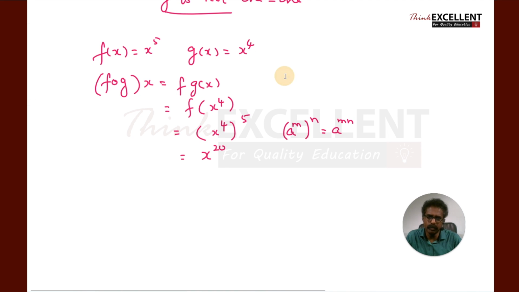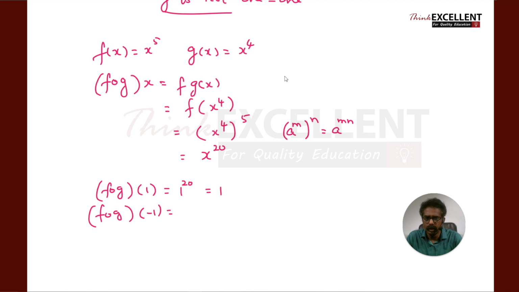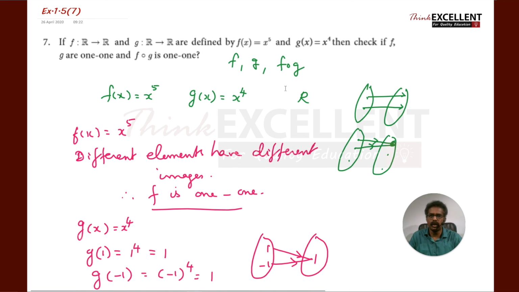So if we give some example, f composition g of 1. If we give 1 here, 1 raised to 20, so the answer is 1 only. Then you find f composition g of minus 1. You get minus 1 raised to 20. Minus 20 times, that is also plus only. So plus 1. So two different elements have the same image. So again, you can say it is not 1 to 1. So f composition g is not 1 to 1. So you know how to check whether a function is 1 to 1 or not.